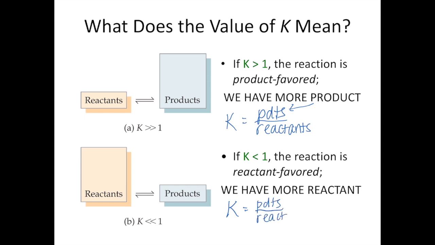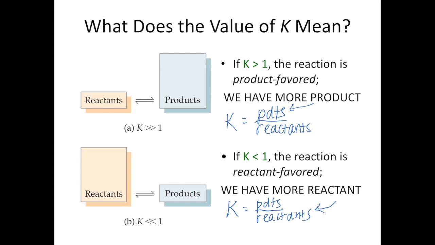where my K is less than 1, that means that my denominator is now dominant. So this number is bigger on the bottom, and I have a number that's less than 1, and my reactants are favored. I have many more reactants than I have products in that equilibrium reaction.